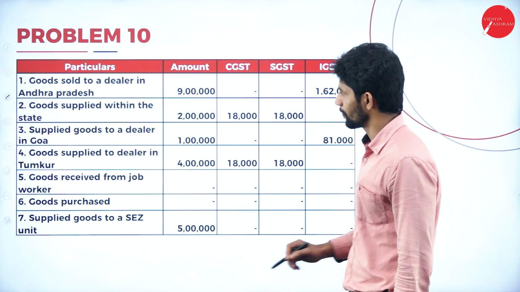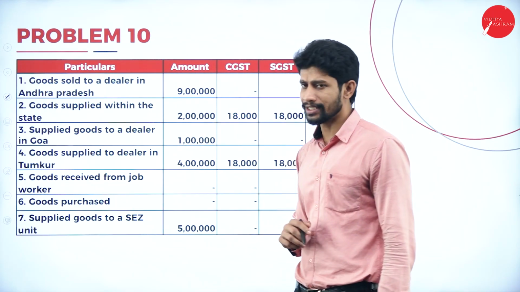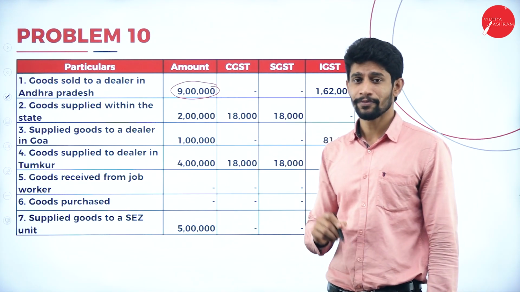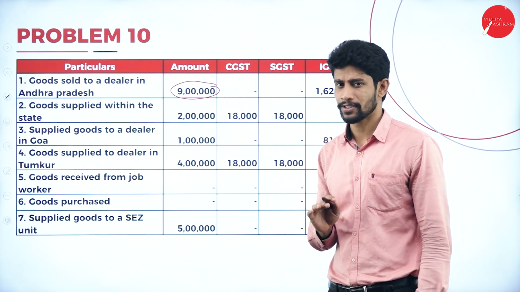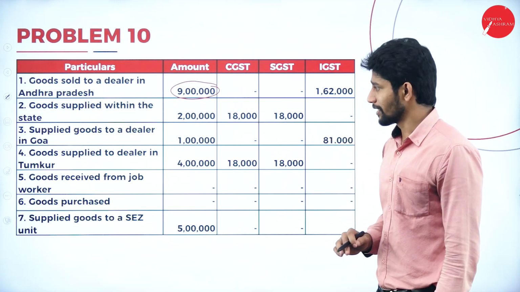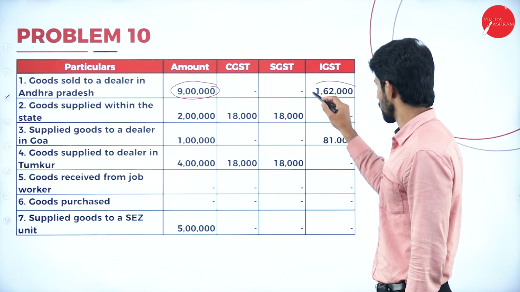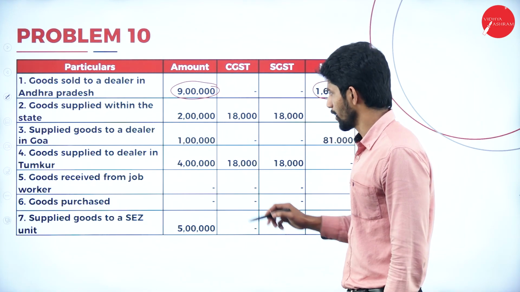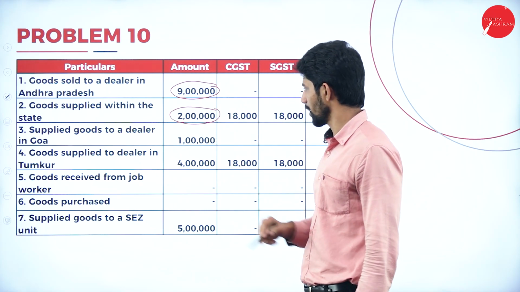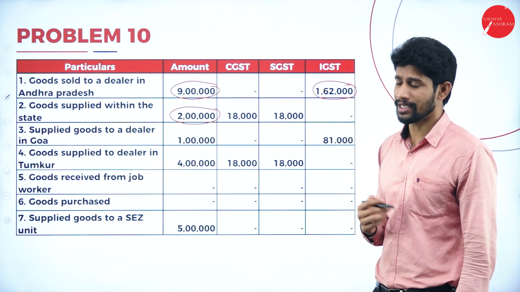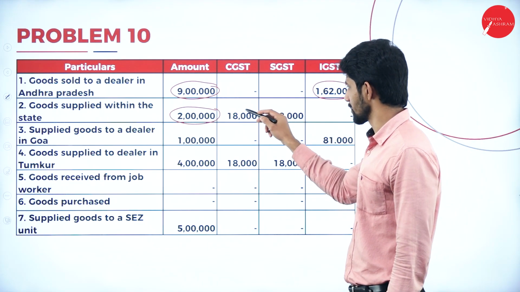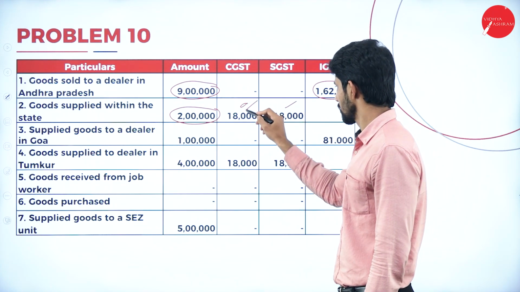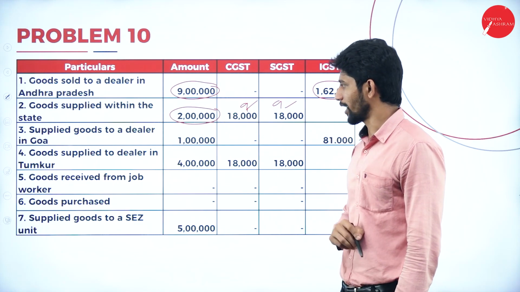So let us solve the problem. Goods sold to dealer in Andhra Pradesh, what is the value? 9 lakh. What is the rate of GST for all the transactions? 18%. So what tax is applicable? Yes, IGST is applicable. You will get 1,62,000. Goods supplied within the state, value 2 lakhs. And what is the rate of GST? 18%. So here CGST and SGST is applicable. 9% CGST, 9% SGST on 2 lakhs.